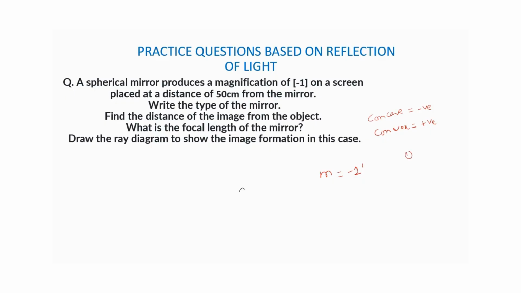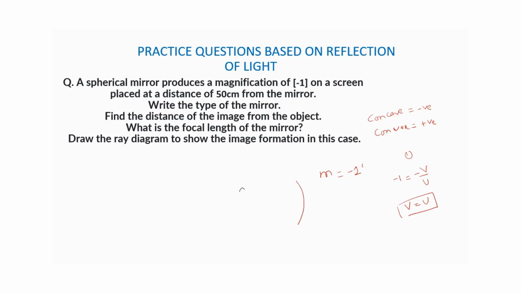Now the second thing. As it is shown that magnification is -1, and the magnification formula is minus v upon u, that means v equals u. It means the image is at the same distance where my object is placed. And in a concave mirror there is only one scenario where the object is at the same distance as the image, and that particular situation is at the center of curvature.